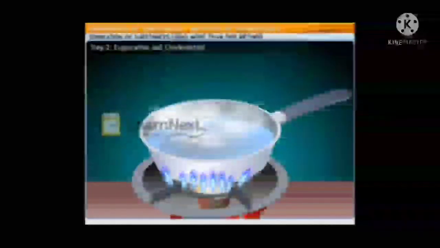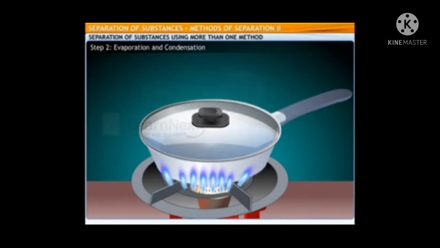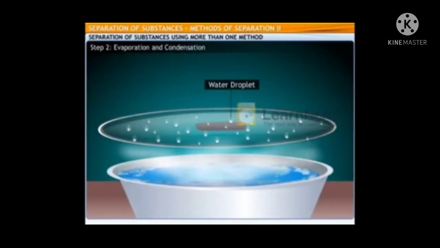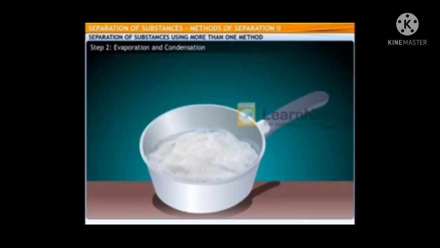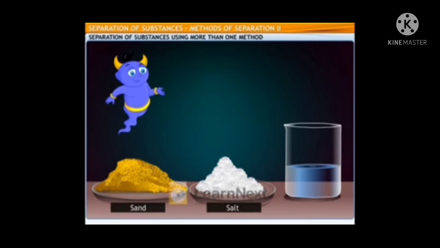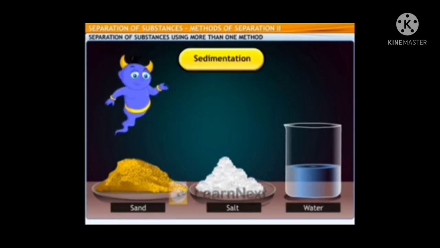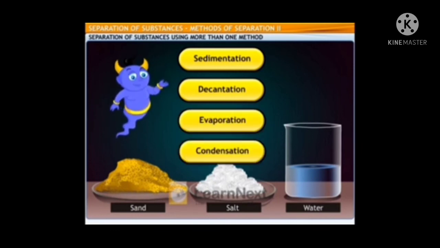Let's heat the mixture. We can collect some water which turned into vapor using condensation by placing a lid on it. Now the water is completely evaporated, leaving the salt behind. Thus, we successfully separated sand, salt and water using the combination of sedimentation, decantation, evaporation and condensation methods.